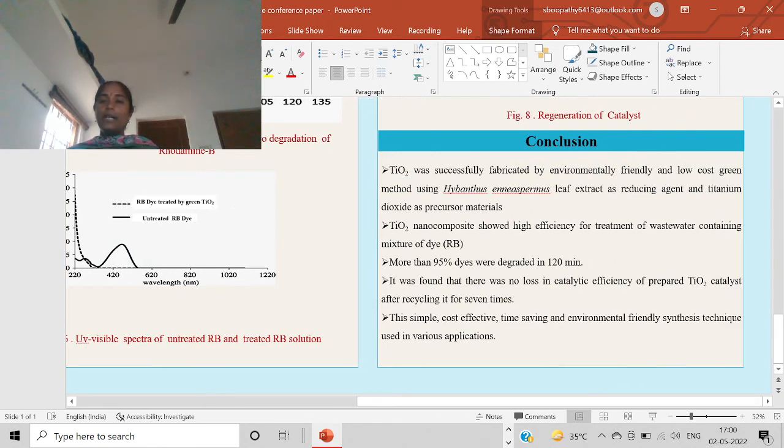TiO2 was successfully fabricated by an environmentally friendly and low-cost green method using Hybanthus enneaspermus leaf extract as reducing agent and titanium dioxide as precursor material. TiO2 nanoparticles showed high efficiency for treatment of wastewater containing a mixture of dyes. More than 95% of dyes were degraded in 120 minutes. There was no loss in catalytic efficiency of the prepared TiO2 catalyst after recycling it 7 times. This simple, cost-effective, time-saving and environmentally friendly synthesis technique can be used in various applications.